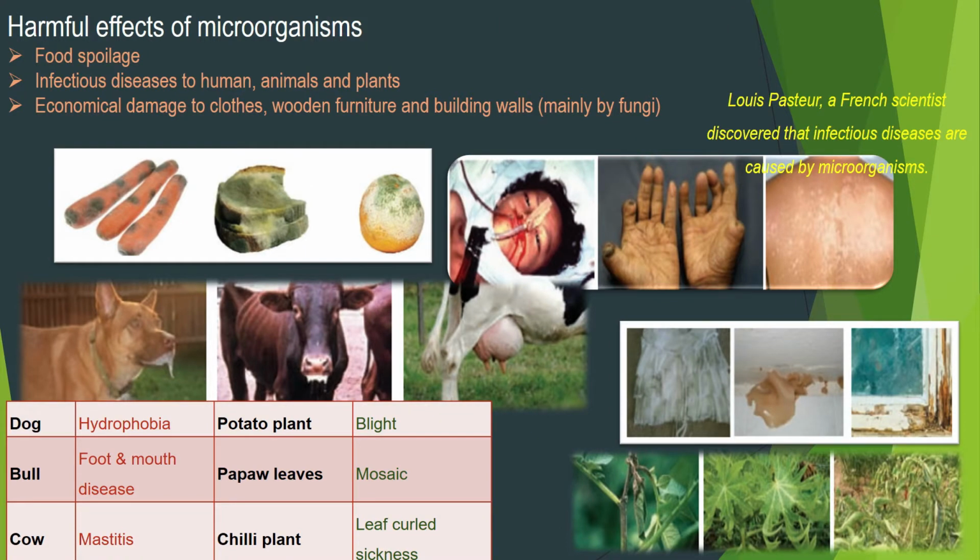These are the harmful effects of microorganisms: food spoilage, infectious diseases to human, animals and plants, economical damage to clothes, wood and building walls. The damage is mainly caused by fungi. The table below shows different types of diseases caused to animals and plants by microorganisms.